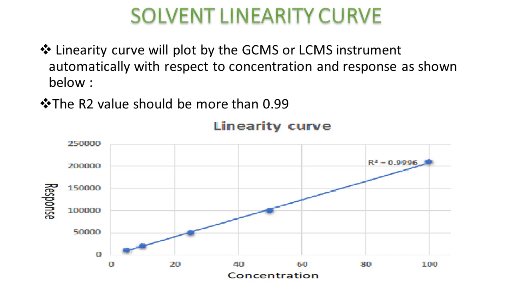Now come to the solvent linearity curve. The linearity curve will be plotted by the GCMS or LCMS instrument automatically with respect to concentration and response, as shown below. The R square value should be more than 0.99. In this figure, concentration is on the x-axis and response is on the y-axis, and the R square value shown in this figure is 0.9996. So this linearity curve is perfect.